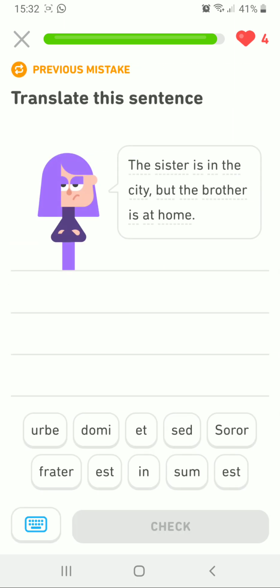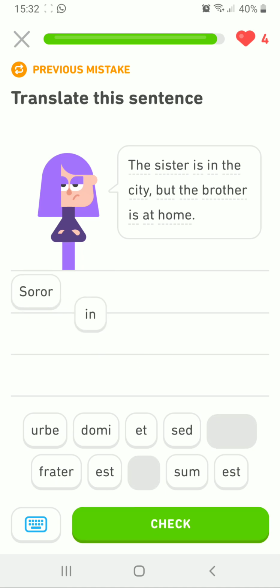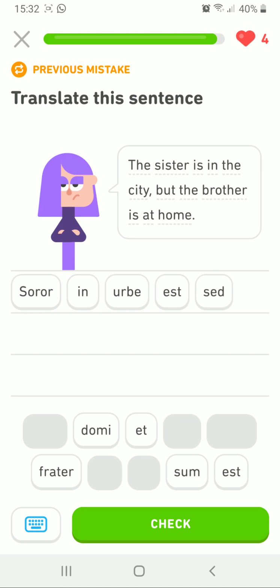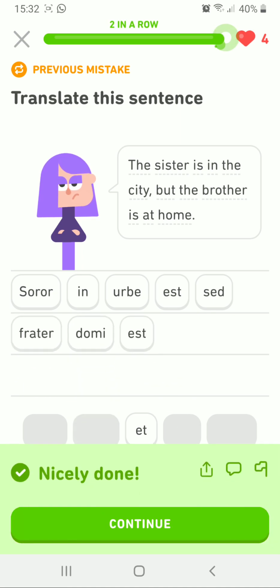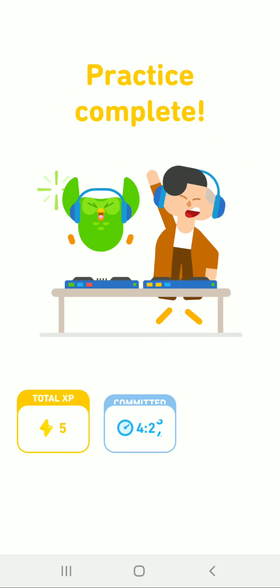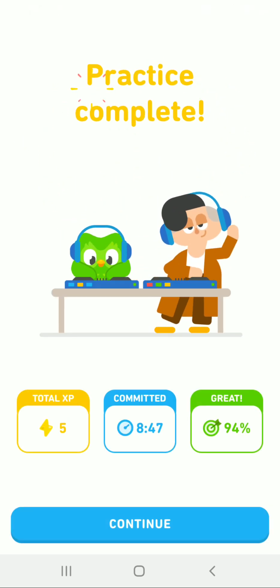The sister is in the city. So, soror in urbe est, sed frater domi est. Don't ask me why it has to be like that. Maybe because of how it is written in Duolingo, so it does not allow many variations.